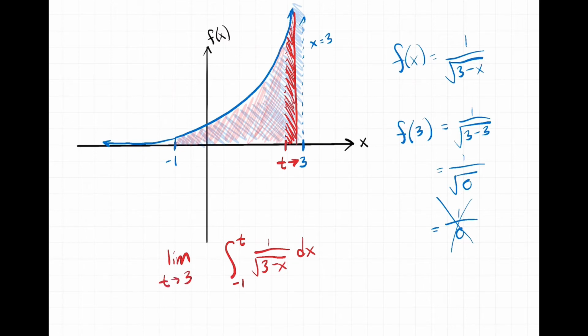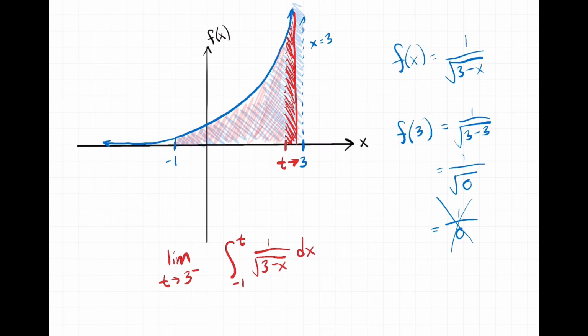Now, in particular, t is only going to approach 3 from below because we want to stay within the overall region whose area we're trying to find. So let's make sure we put a little minus after our t to tell us that we have a one-sided limit as t approaches 3 from below of the integral from -1 to t of our function. That's what we'll do to solve this problem.